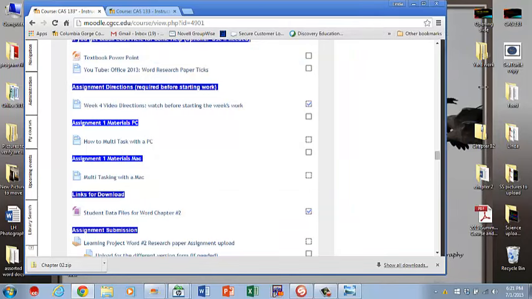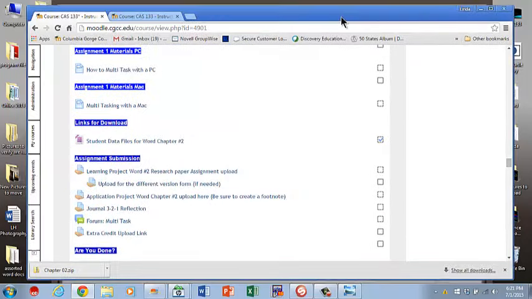So we'll make this a little bit bigger again, since you're now reviewed and are sure how to get those files downloaded. You'll be submitting your Word research paper that we'll be looking at here in a second. And of course, you have a version form. And then you have your application project. Again, this format's going to be like last week.